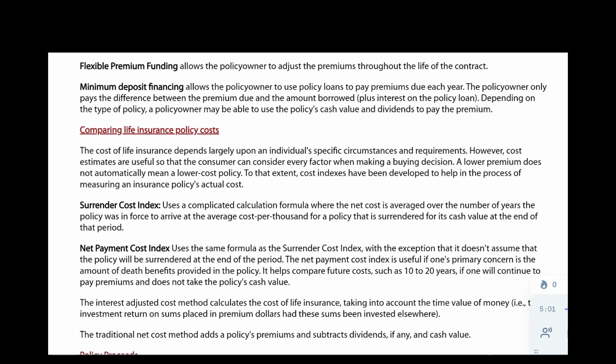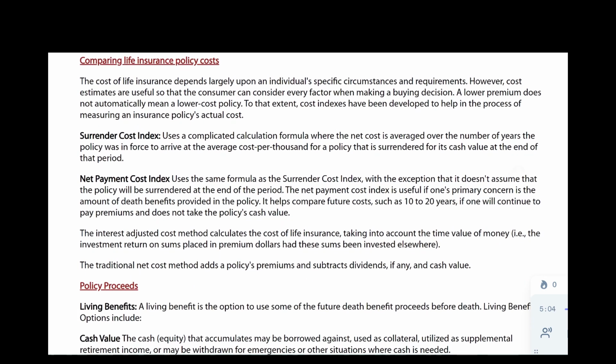Comparing life insurance policy costs. The cost of life insurance depends largely upon an individual's specific circumstances and requirements. However, cost estimates are useful so that the consumer can consider every factor when making a buying decision. A lower premium does not automatically mean a lower cost policy. To that extent, cost indexes have been developed to help in the process of measuring an insurance policy's actual cost.